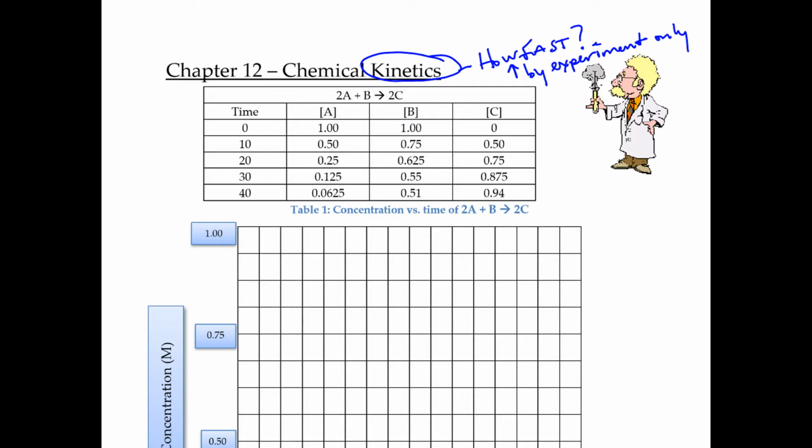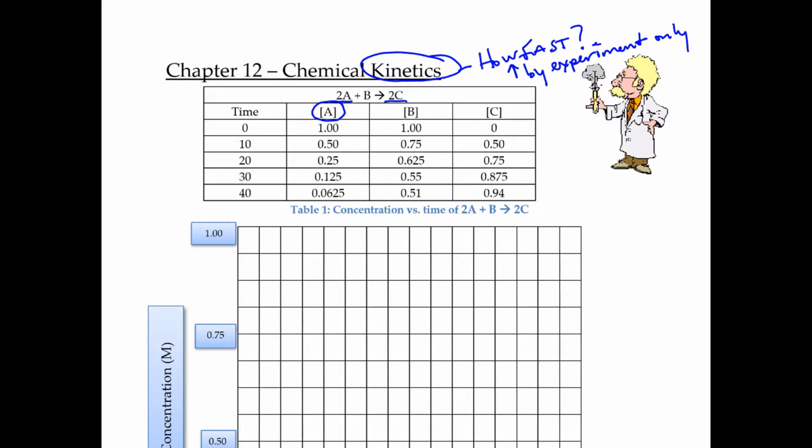So let's take a look at a reaction where we have 2A plus B yields 2C. We're going to start looking at the concentration of A over time. So you could see that over time, 0 to 10 to 20 to 30 to 40 seconds, let's say, the concentration of A is decreasing. It makes sense that the concentration of B is also decreasing. And it makes sense that the concentration of C is increasing because we are forming C.